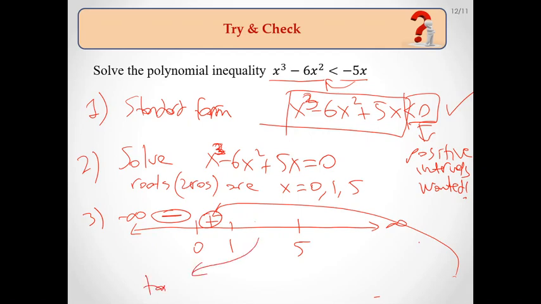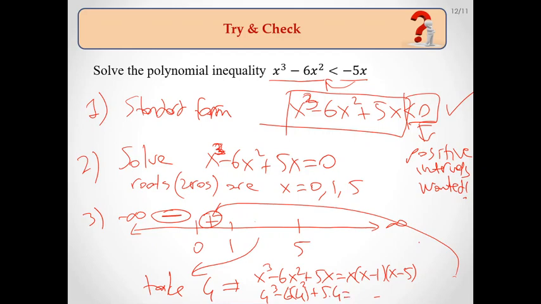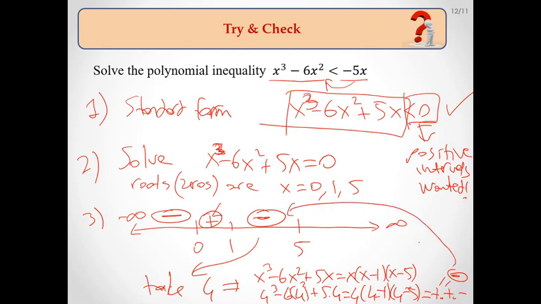So use the same logic and try to do them here. Take 4, for example, and put it here, x times x cubed minus 6x squared plus 5x. Again, you can use the factoring here. This is a good way of finding the sign. Put 4 here. Instead of calculating this, you can say 4 times 4 minus 1, 4 minus 5. So it will be plus times minus. So it gives you minus. So here we got minus. You put here minus.